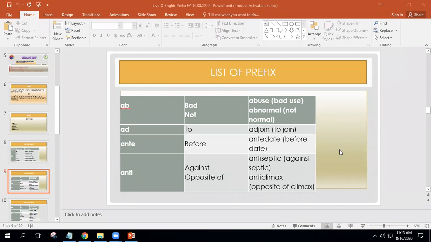And I'd like to know from you what anticlimax means. What does anticlimax mean? Please raise your hand. No one knows anticlimax.